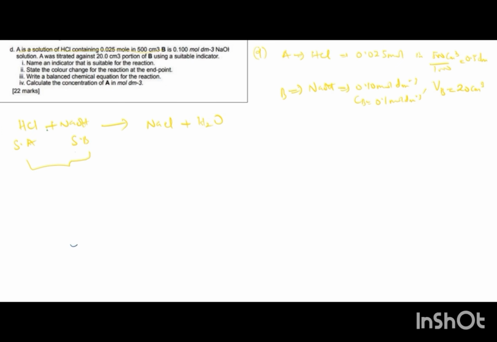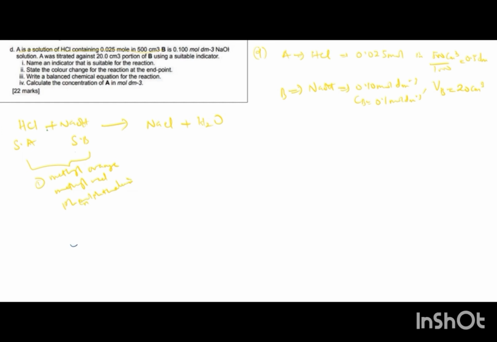Look at it. They didn't say in acid, they didn't say in base. At the end point, methyl orange will give reddish orange. At the end point, methyl red will give you pink. At the end point, phenolphthalein will give you a colorless solution. Don't forget the words end point. So it's very crucial.